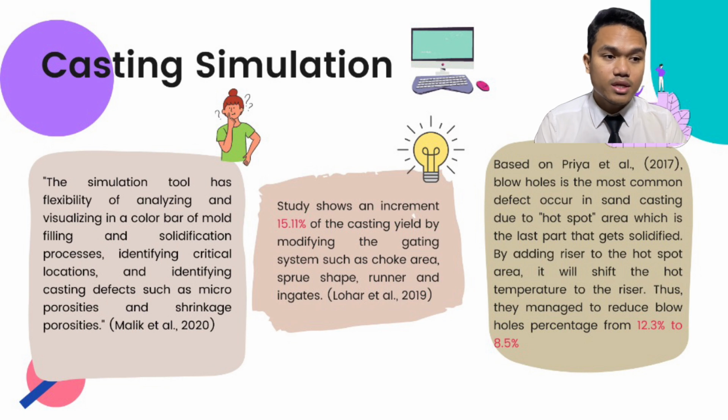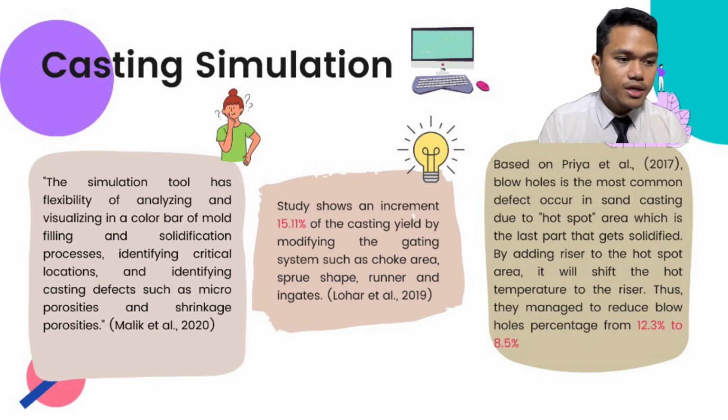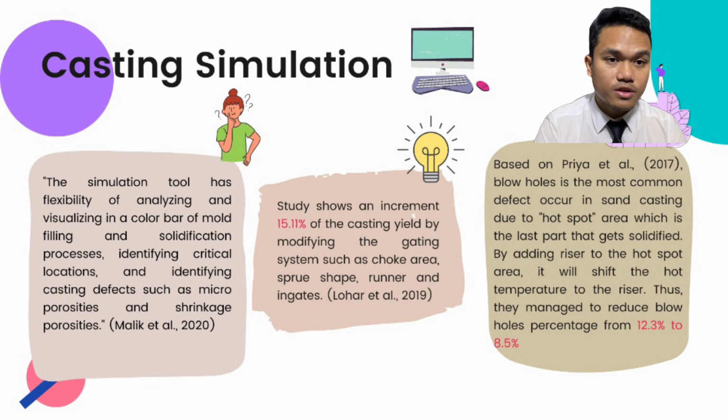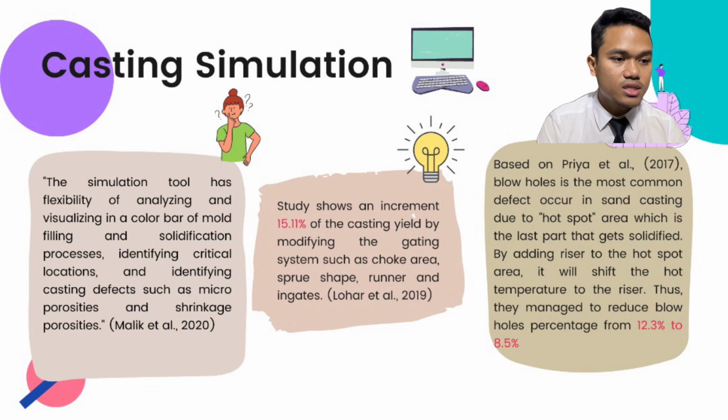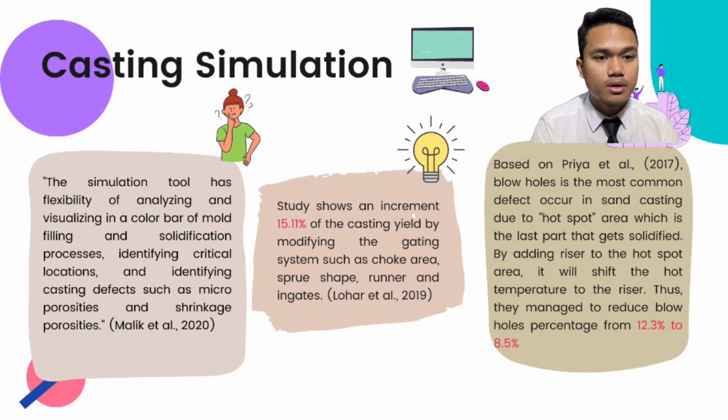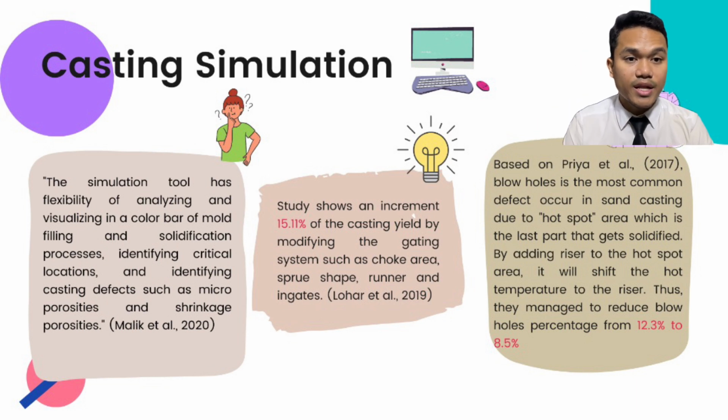And for the last one, Priya et al. managed to reduce the blowholes defect, reducing the percentage from 12.3% to 8.5%. They said blowholes is the most common defect occurring in sand casting due to hotspot area. Hotspot means an area that gets solidified last.